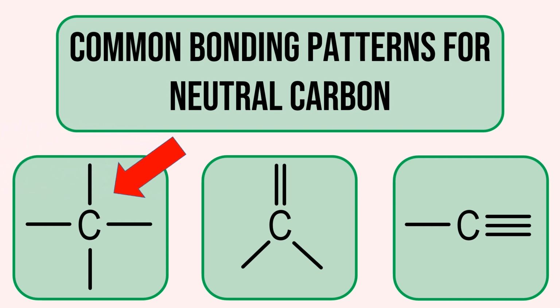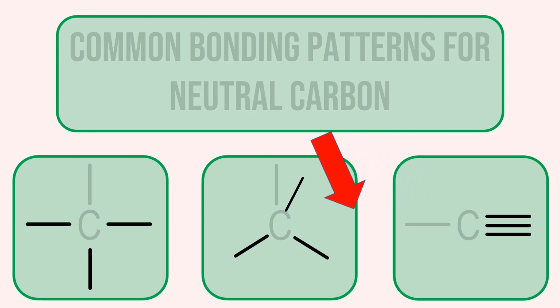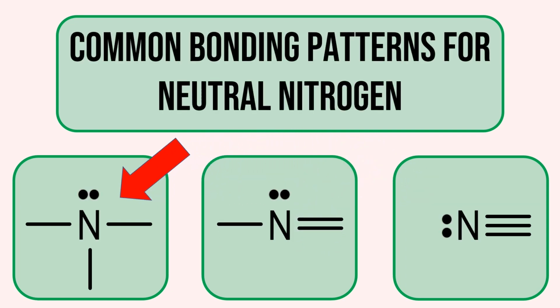Neutral carbon will have 4 bonds. These can be 4 single bonds, 2 single bonds and a double bond, or a single bond and a triple bond. Neutral nitrogen will have 3 bonds and a lone pair of electrons. This can be 3 single bonds and a lone pair, a single bond and a double bond and a lone pair, or a triple bond and a lone pair.